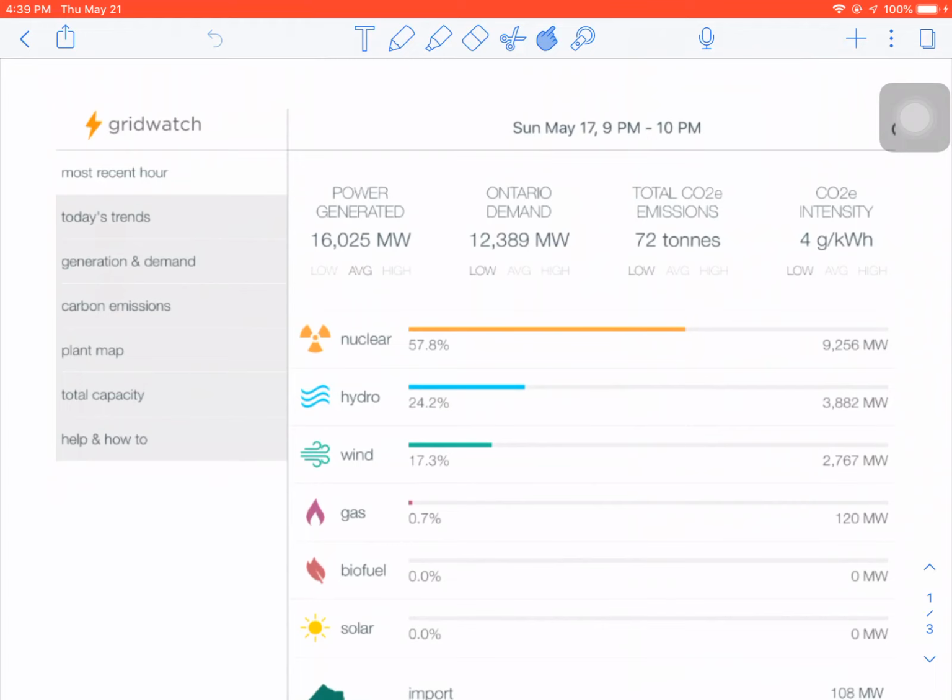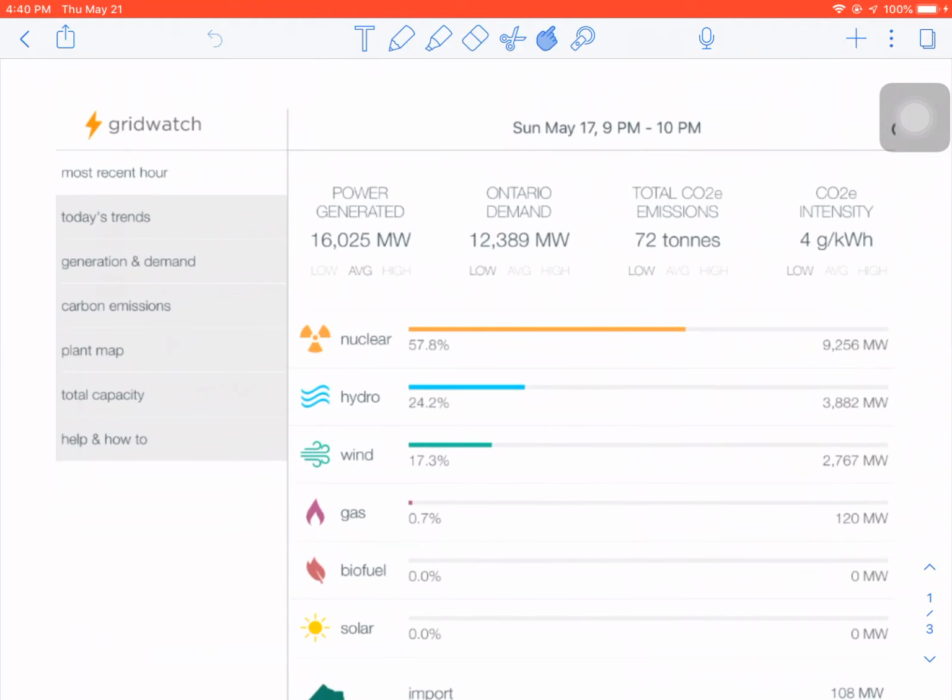So you can see on the left side of the GridWatch menu there, trends. It looks at how it's generated. It looks at our carbon emissions. So all the different things, where the different plants are, total capacity for the province. So it says at that particular point in time.